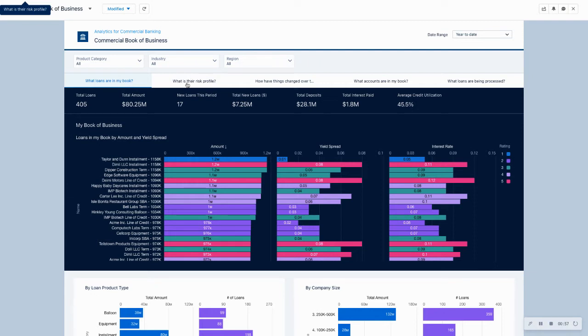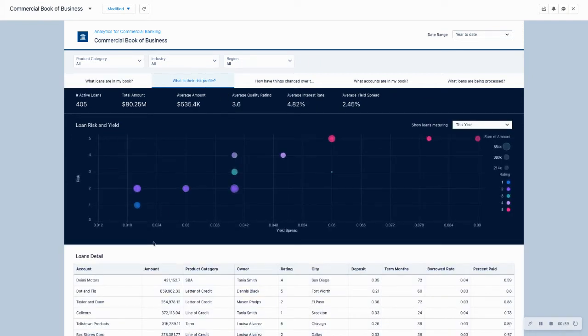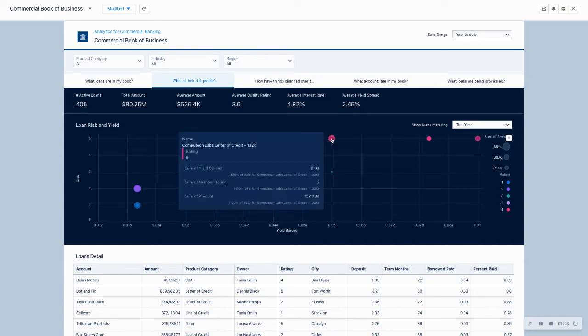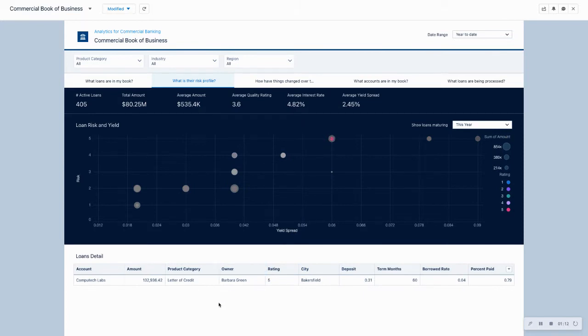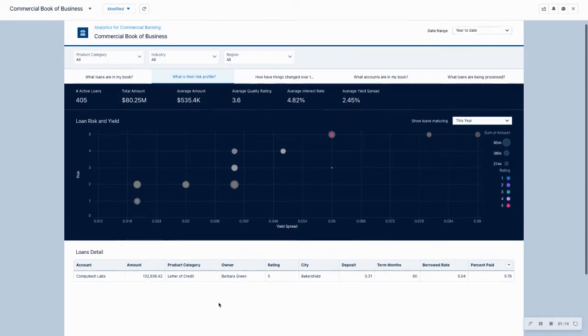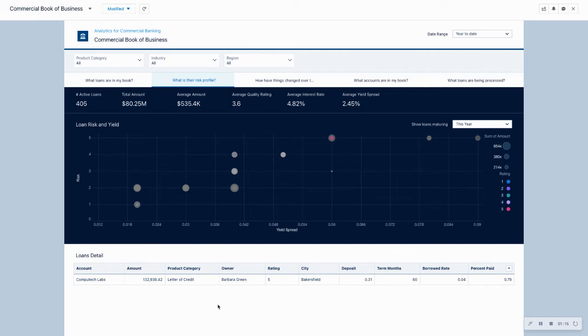Next, we're going to examine what our risk profile is. Again, we're measuring that risk profile against the yield spread for this year. And so we want to understand, if it's a 0.06 yield spread, what does that loan risk look like? And we can get details on the loan itself.